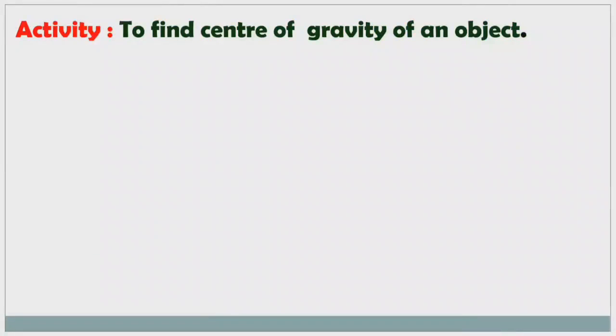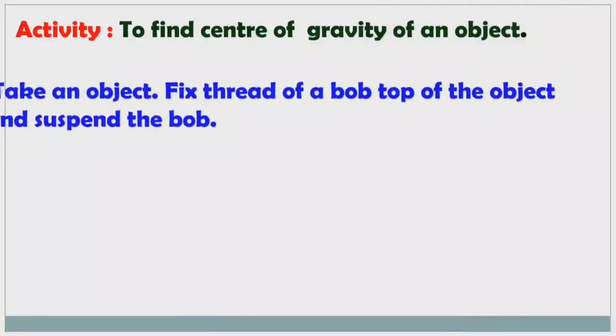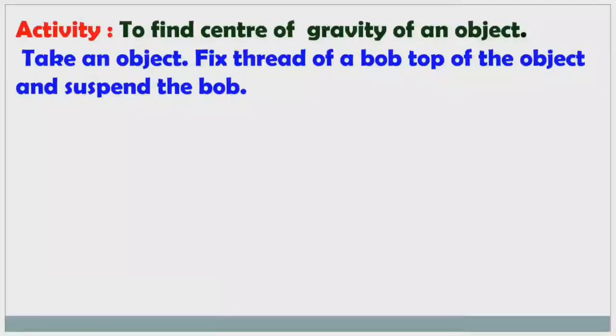Now we will see another activity to find the center of gravity of an object. For a regular shaped object, the center of gravity is at the geometric center. For an irregular shaped object, how can we find the center of gravity? Take an object. It is better to take an irregular shaped object. Fix the thread of a bob at the top of the object and suspend the bob.